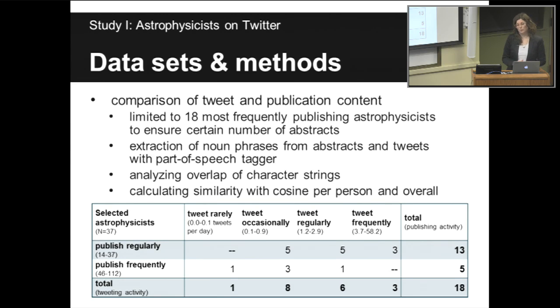And what we also did was we wanted to see how much content of their publication makes it to Twitter. Do they talk about the same topics? And we did that by comparing the abstracts to the tweet terms. We could only do that for the 18 astrophysicists who published regularly because we needed some information on the publications. We extracted the noun phrases from both the abstracts of the papers and the tweets with a part of speech tagger. And then we analyzed the overlap per person of the tweet content and the article content, and we calculated the similarity between the two sets of noun phrases with the cosine. We did that per person and overall.